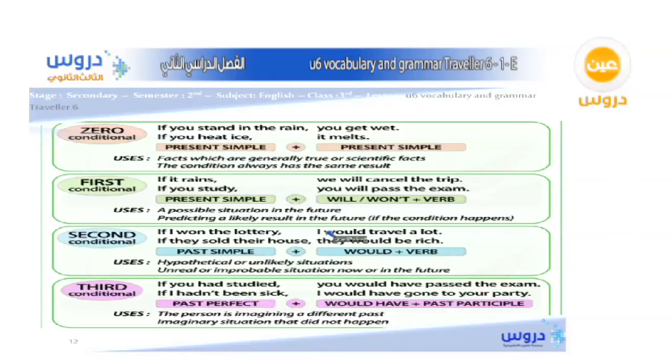All right. Here we go with the overall conditional sentences and how to use them as well. We have explained all these things in the previous slides. Any questions, Jamila, related to this slide?